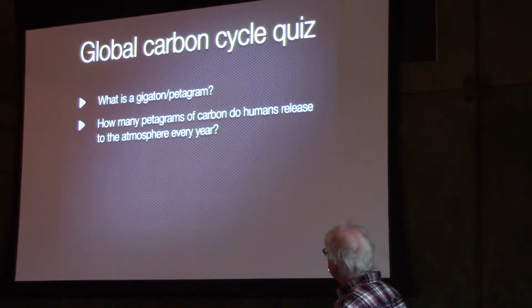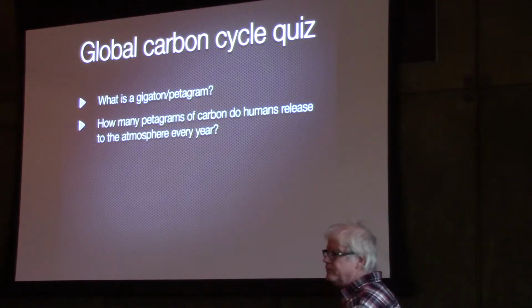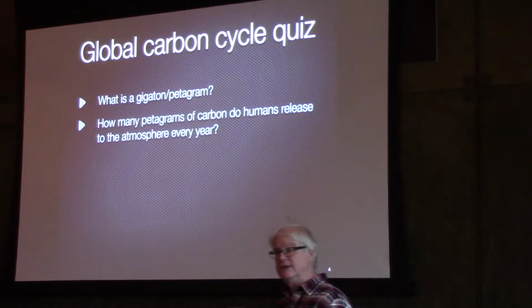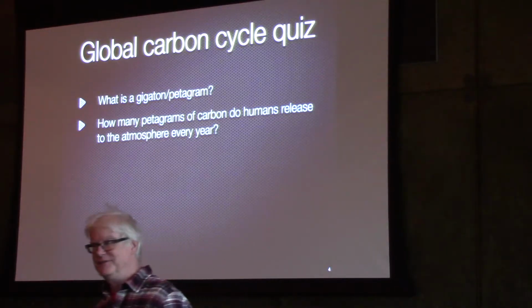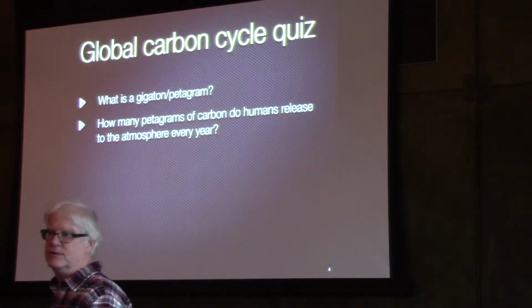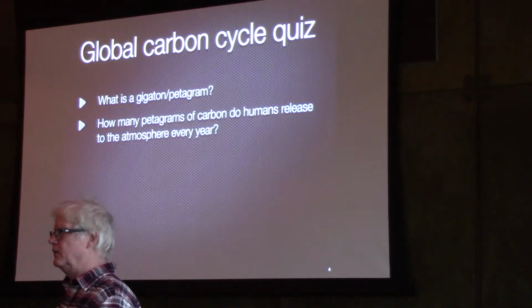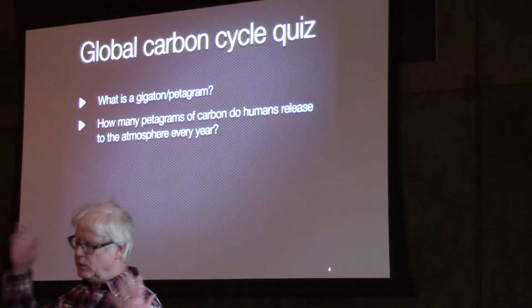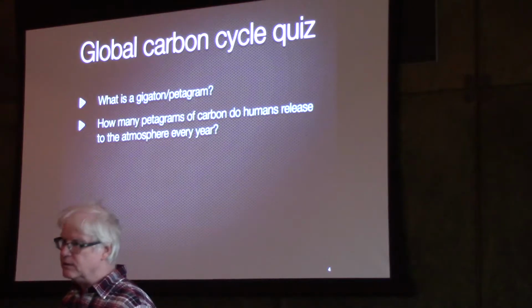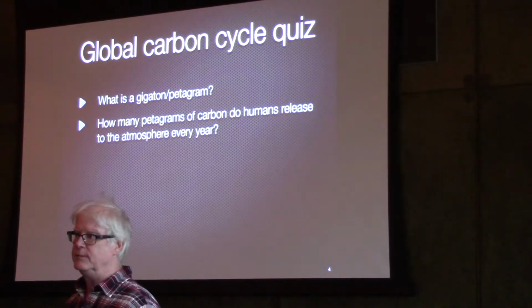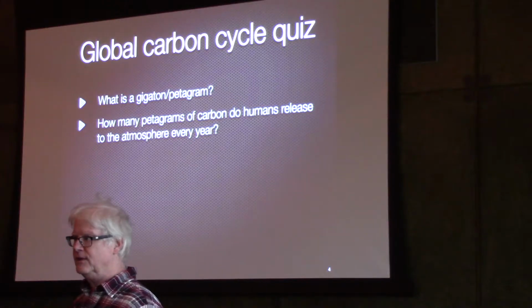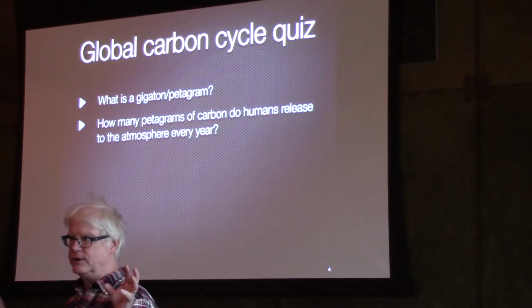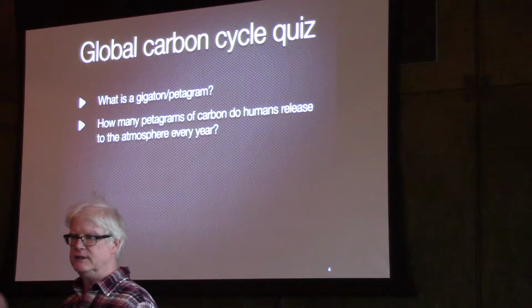So how many petagrams of carbon do humans release to the atmosphere every year? Anybody know what that number is? So that would be 600 trains of coal, basically. So 10 petagrams is the way that humans are perturbing ecosystems, or particularly how we're perturbing the atmosphere in terms of releasing CO2 into the atmosphere. So that's the number that we need to start with, because that puts everything else in context.